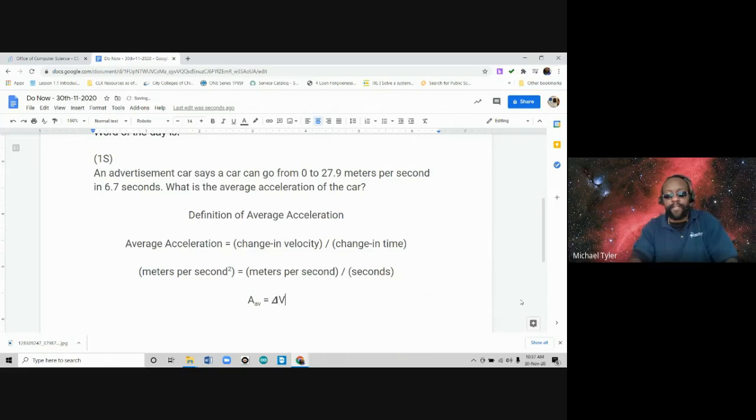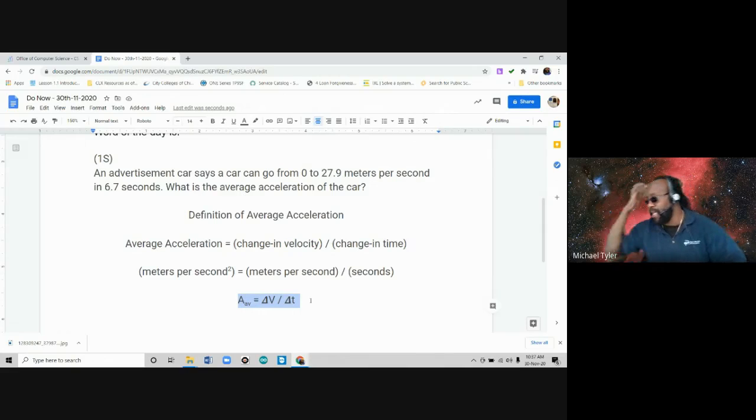So this is delta V, or velocity, right? Divided by, well, let me use delta again here. Delta T, because it's both change in. That is basically what you're going to use to solve and manipulate algebraically. This is the mathematical representation of what's above here. This is saying the same thing in words, but this is what it means.